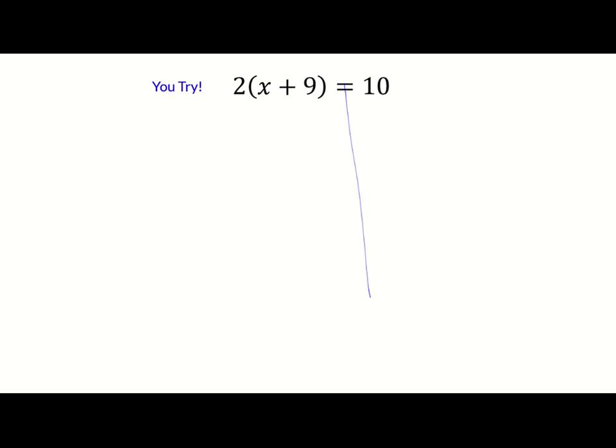The first step that you want to do to solve this problem is to distribute the 2 to both the x and the 9 in the parentheses. 2 times x is 2x, and 2 times 9 is 18. So we now have on the left 2x plus 18 is equal to 10. This is now just a two-step equation left to solve.